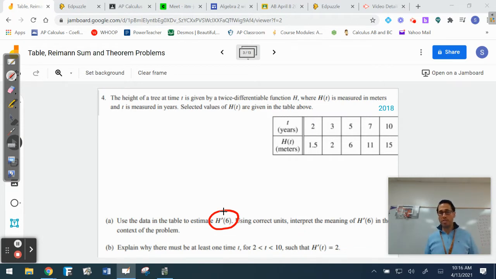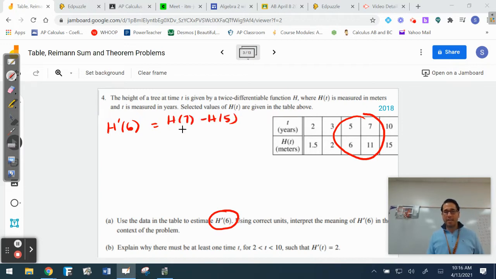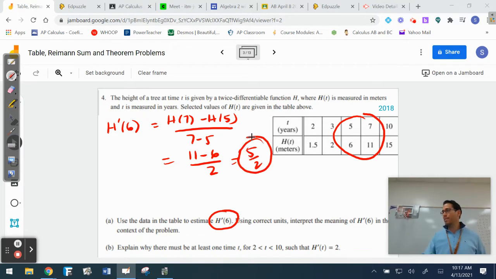So at t equals 6, well, there's no 6. If there's no 6, wouldn't it make sense, class, to do an average rate of change? That's what that derivative means, right? It means either instantaneous rate of change or average rate of change. Here I could find the average rate of change between 7 and 5, and yes, that is going to give me a derivative. So it'd be 11 minus 6 all over 2. What would that be? 5 over 2. So that would be the average rate of change, which is 5 over 2, or h prime of 6.